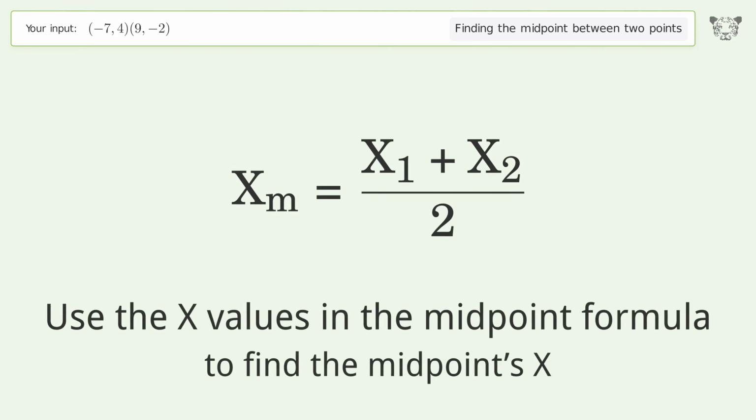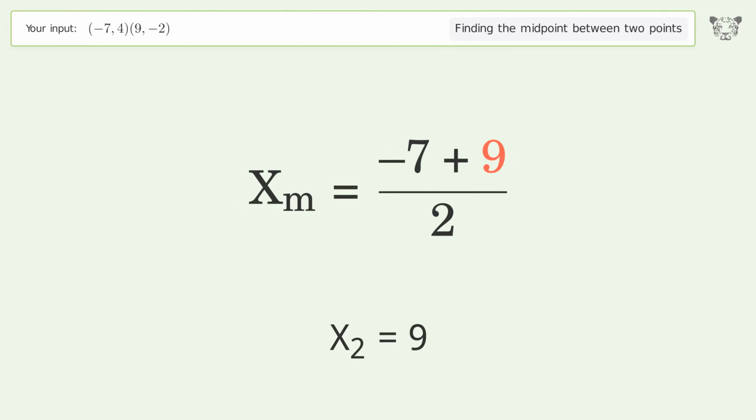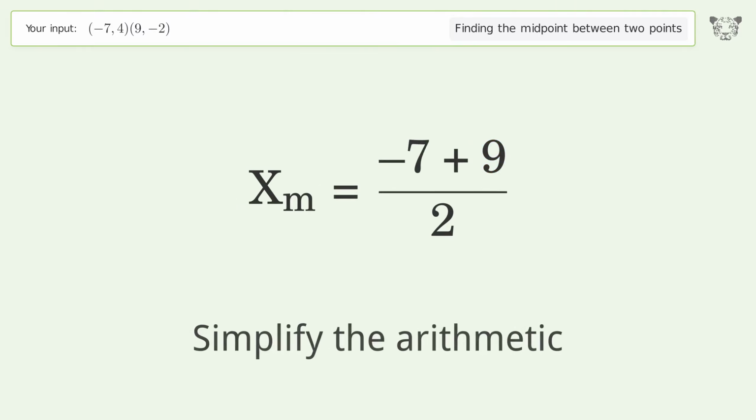Use the x values in the midpoint formula to find the midpoint's x. x1 equals -7. x2 equals 9. Simplify the arithmetic.